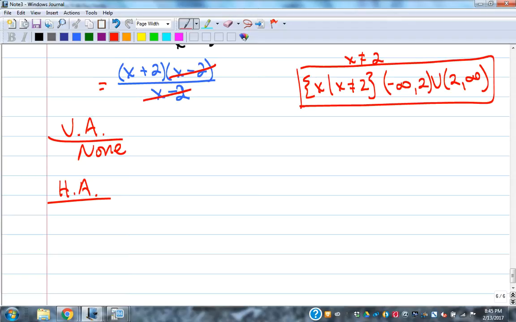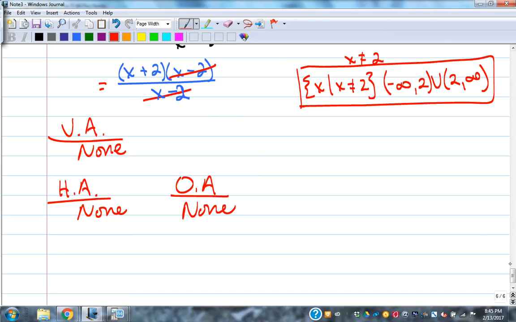No, we don't have an oblique because if we did the long division, there's no x left in the denominator at all. So horizontal, we don't have any. And obliques, we don't have any. Because the entire denominator canceled out. So when there's no denominator left, then it's nothing. Because the graph, we really have this equation.